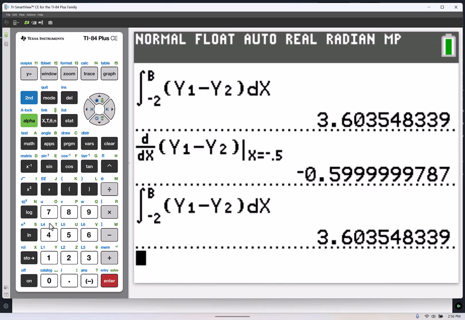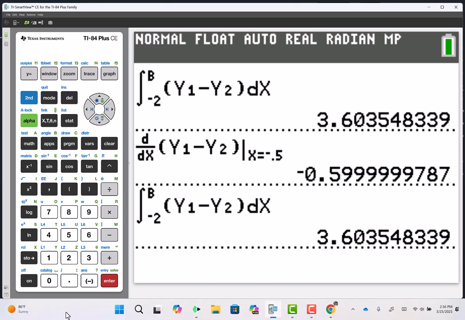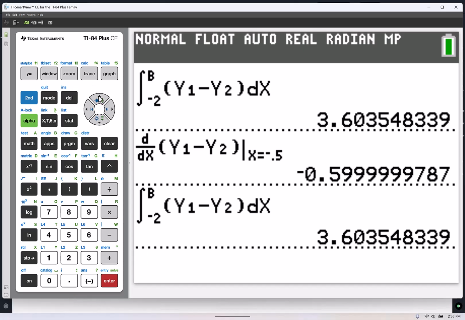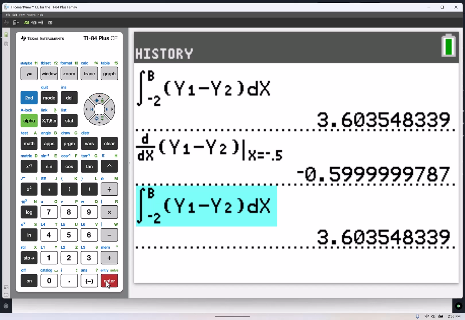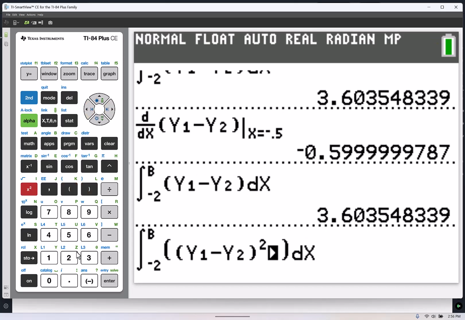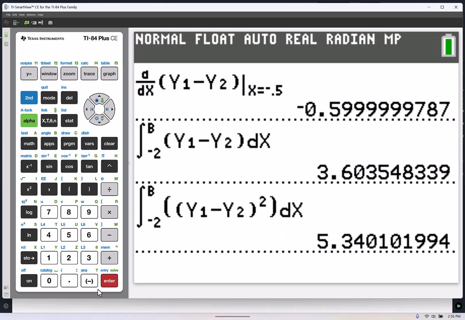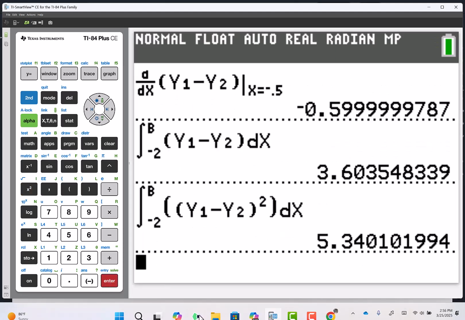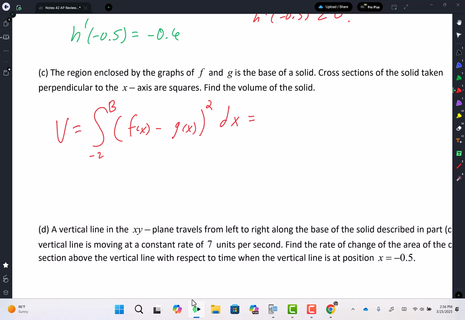There it is. 3.6035. Oh, did I not put the square? Yeah. We got the same answer as before. What's going on, miss? Oh, just put it like on the door there. Second, insert parenthesis. And then right here, and then put a square. Hold on. 5.3401. Hopefully I didn't make any mistakes there. 5.3401.